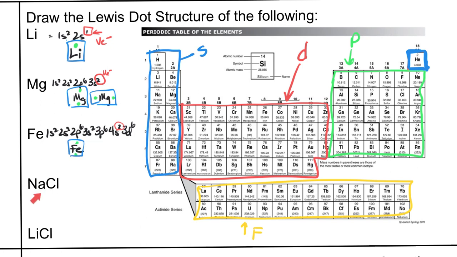Let's turn our attention to a couple of compounds. How do you figure out the Lewis dot structure for compounds? Well, you'll have to get the Lewis dot structure for individual atoms, and then you can join them together, and that often helps you identify what kind of bond it is and the type of compound.